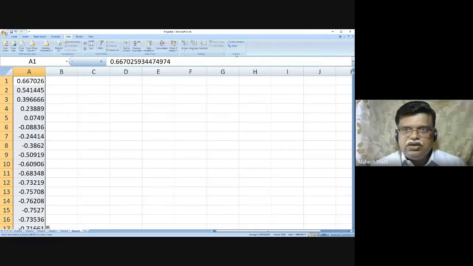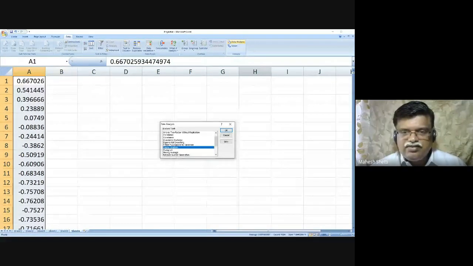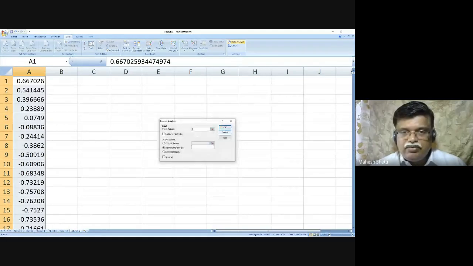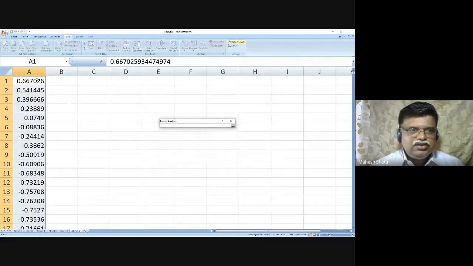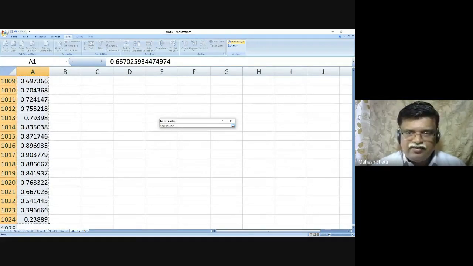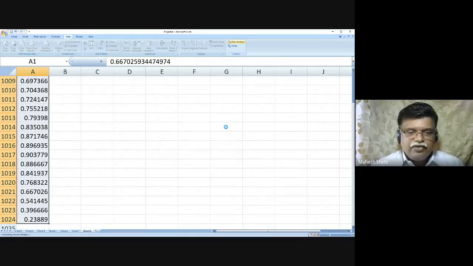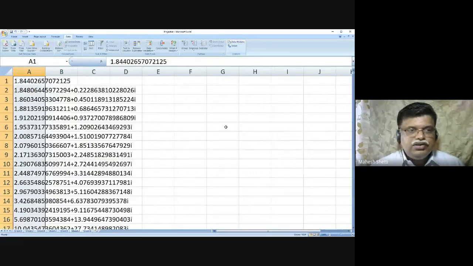So let me go to data analysis, Fourier analysis. I need to select the input range. I select A1 to A1024. I have taken 1024 points. Okay, and let it put the output in a new sheet. So it introduced a new sheet, and these are the Fourier terms, all complex terms over here.